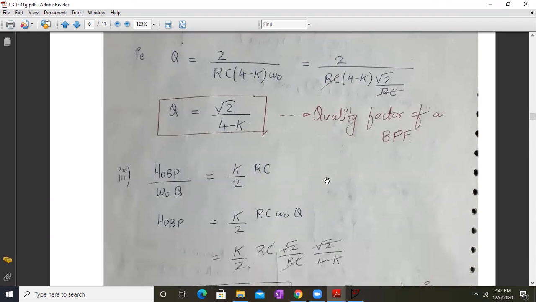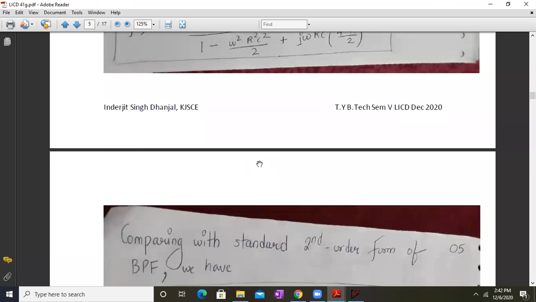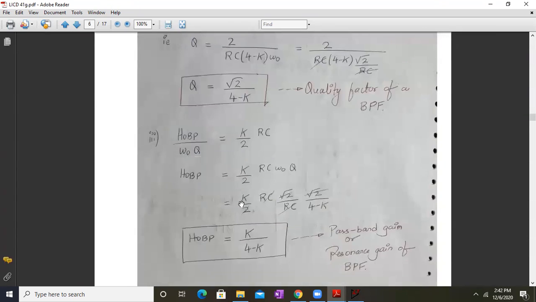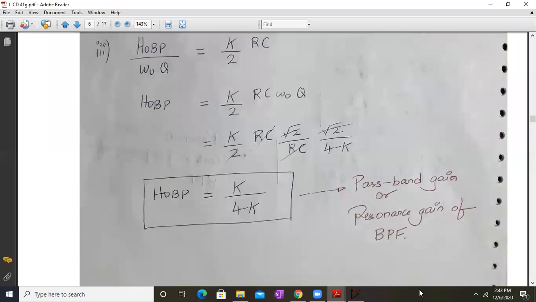Now, one more term is there. We need to determine the value of H0BP. So from the standard form, H0BP into j omega upon omega naught Q will be equal to K by 2 j omega RC. So that's the value which we are getting. So H0BP divided by omega naught into Q will be equal to K by 2 RC. We substitute the values of omega naught and Q over here, and after simplification, your passband gain or the resonant gain of the bandpass filter is given by H0BP equal to K divided by 4 minus K.